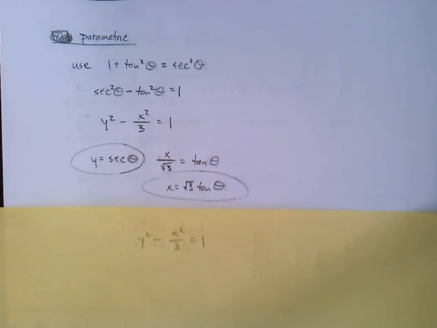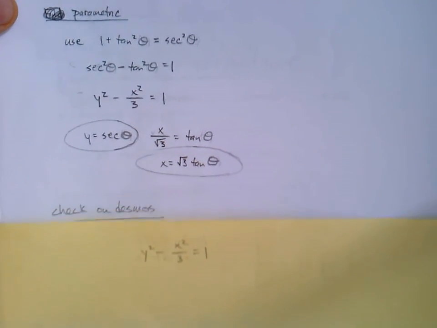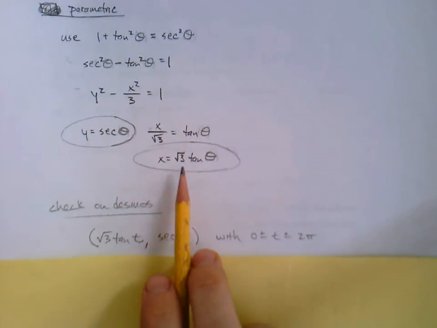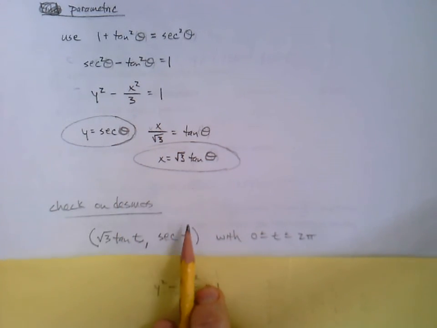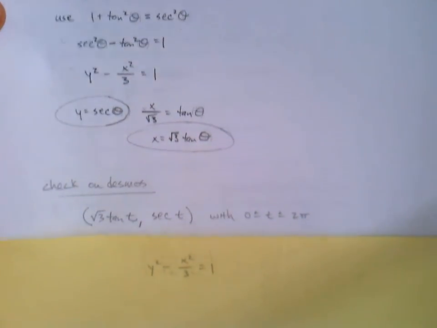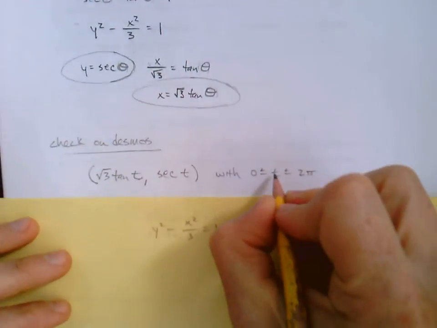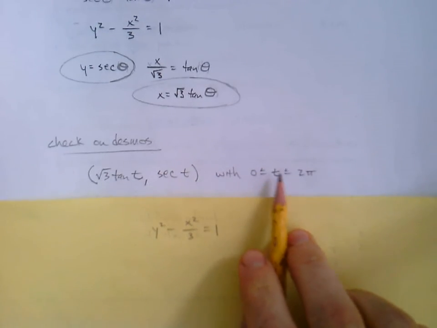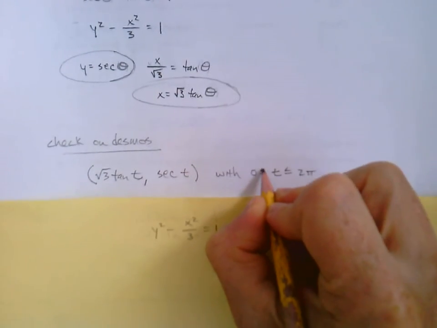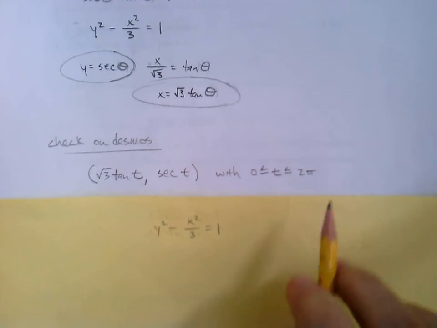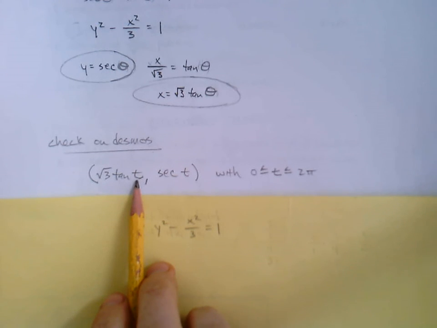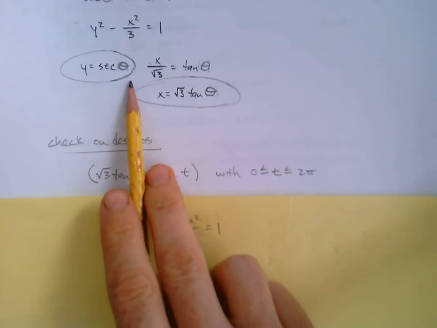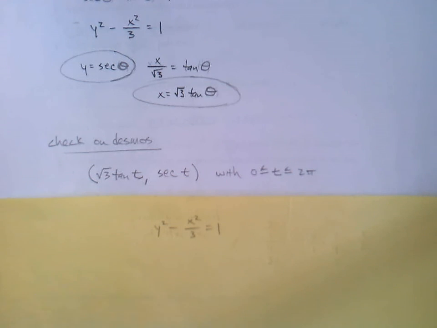You could check that in Desmos if you wanted to. Of course, this is your x, so put that into your x coordinate. That's your y. Put that into your y coordinate. You'll have to adjust the values of t. If you make t go from 0 to 2 pi, you'll get the full cycle. You'll see the full graph. And you notice Desmos is not going to know what you're doing if you put theta in there. So you need to use t, and then it will recognize you're talking about parametric.